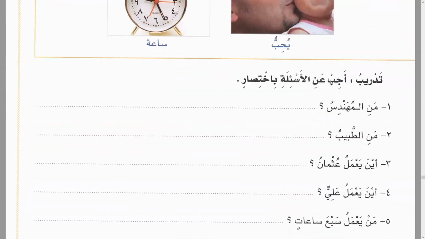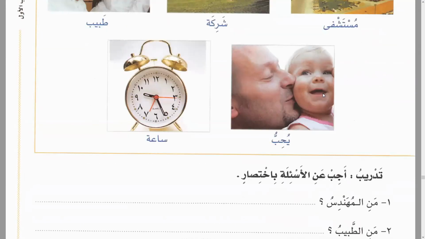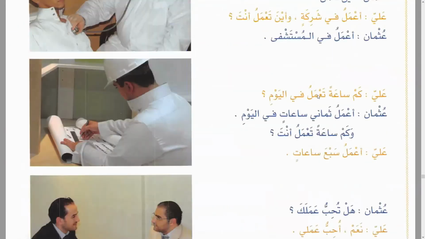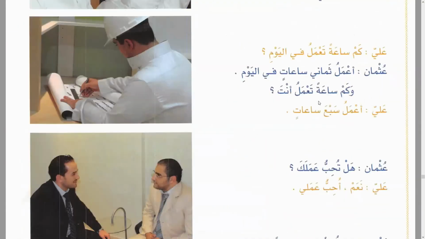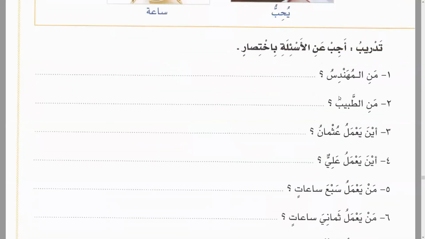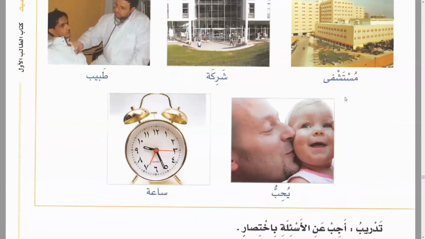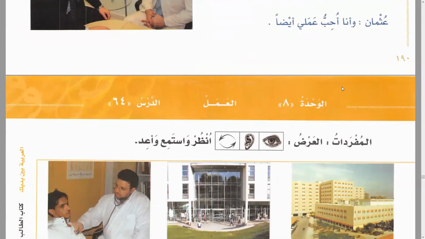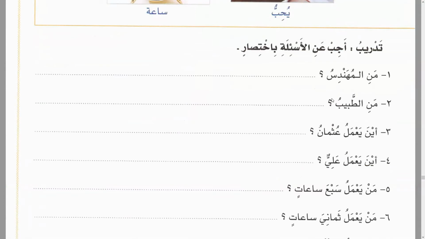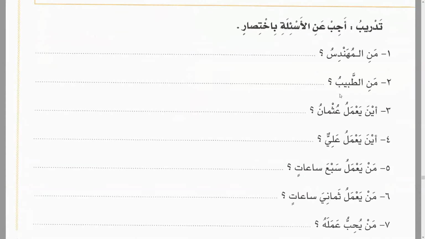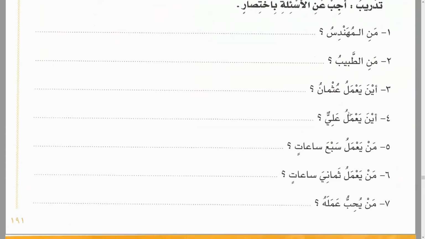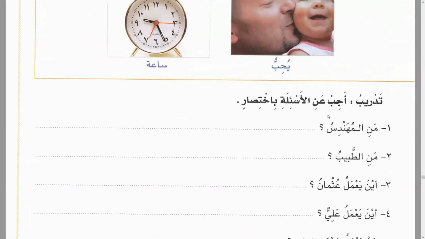Okay, who's the engineer? Who's the engineer here? Ali is the engineer. Who's the doctor, the other guy? Usman is the one who's working as a doctor. Where does Usman work? Usman works in a company. Oh sorry, Usman works in a hospital.